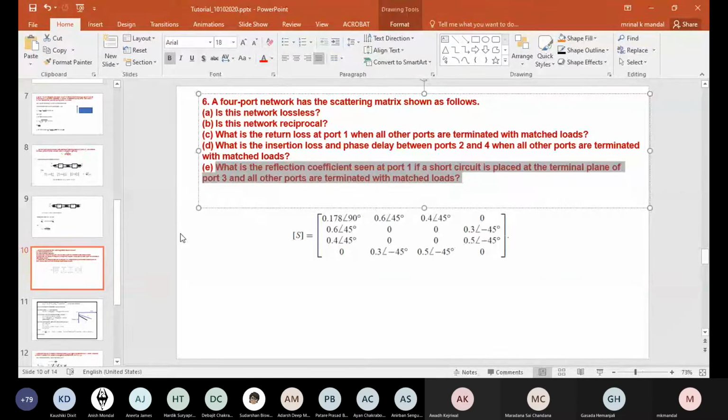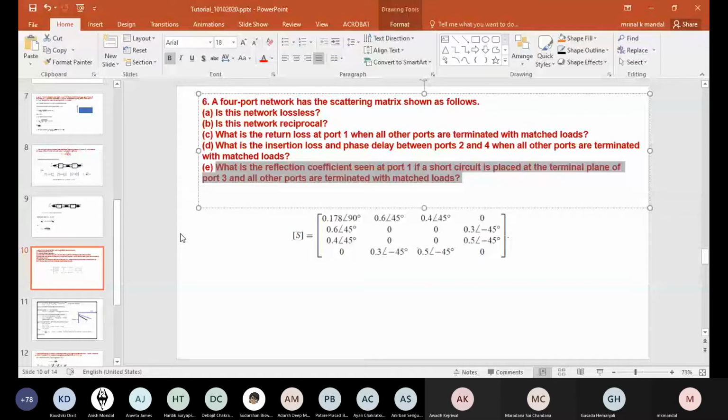all other ports are matched terminated. So we don't have any reflection from port 4, port 2, we don't have any reflection. So basically it then becomes like a 2-port problem, right? So we have a component coming due to reflection from port 1 plus an additional component which is coming due to reflection from port 3. Now it will go through 3 to 1.